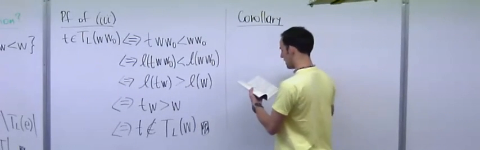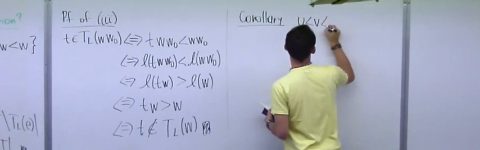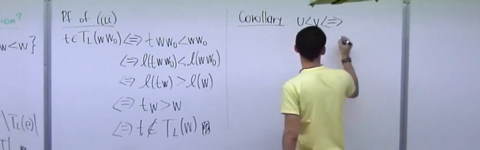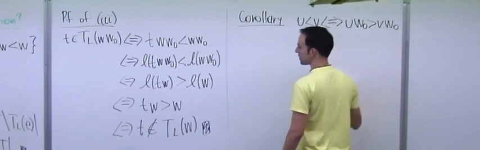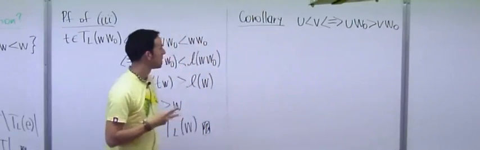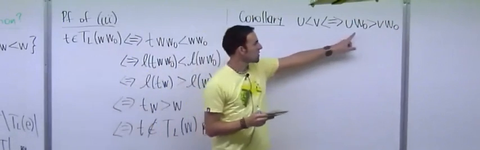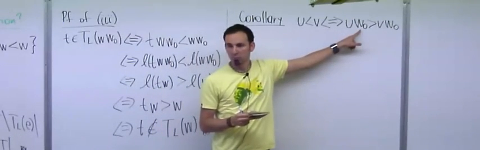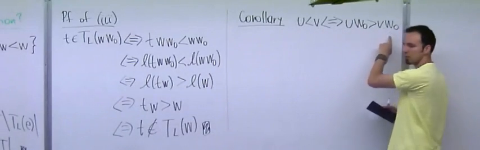Now let me show you a corollary of this. The corollary is that U is less than V if and only if U W naught is bigger than V W naught. And this is exactly what I was telling you last time, that when you multiply by W naught, exactly what you're doing is reversing the order of the poset. So the things that are smaller than something else now become bigger than.